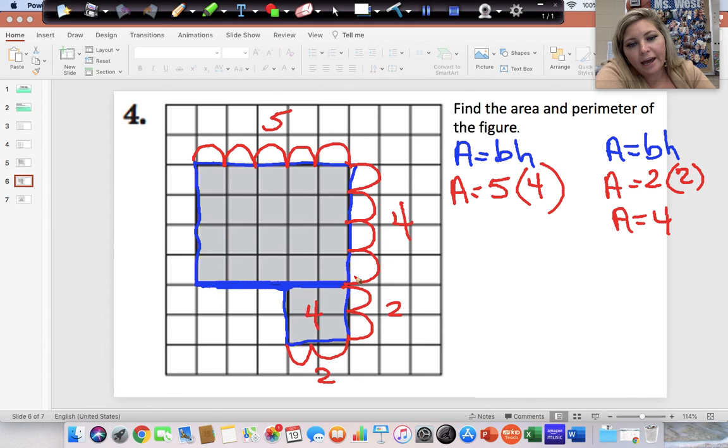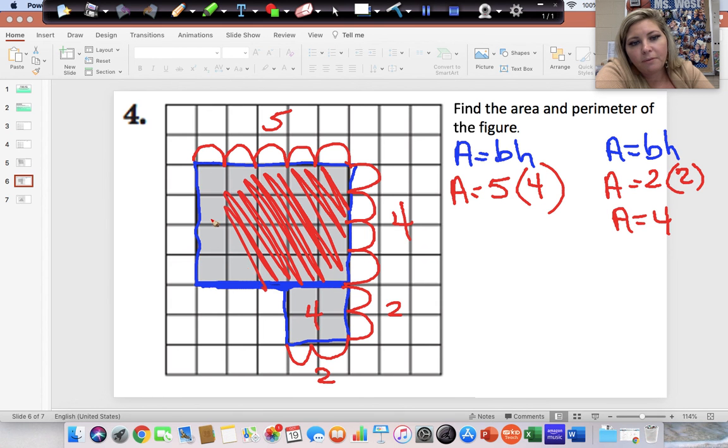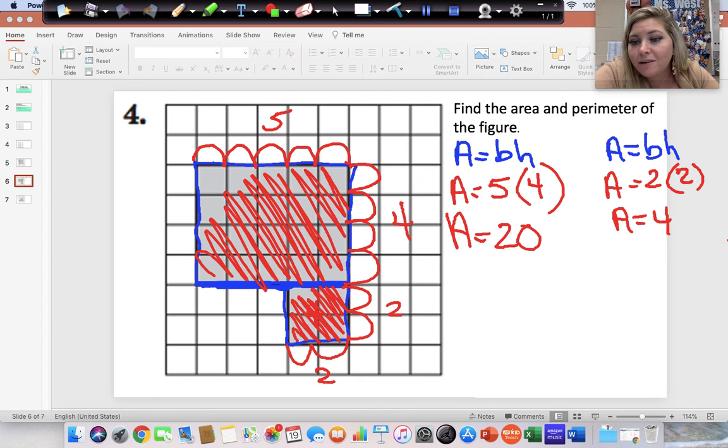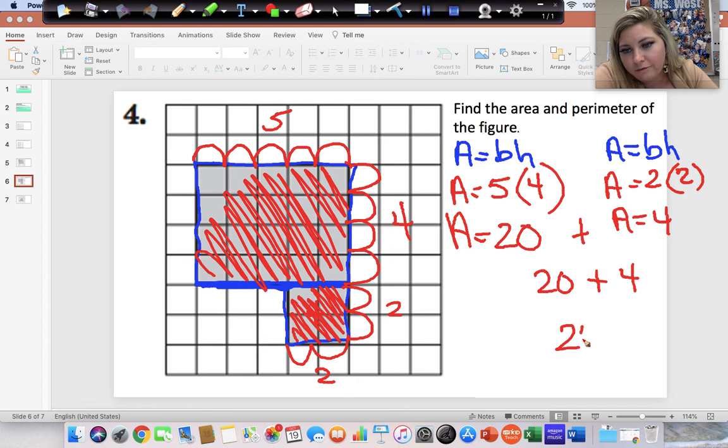And the reason we didn't count this entire side for the area is that we broke it down into smaller shapes. So we were finding just the area for this shape. That's the 5 times 4. And then we were finding just the area of this shape. That's the 2 times 2. So 5 times 4 gives me 20. And we already did the 2 times 2, which gives me 4. And then we're just adding those together. 20 plus 4 gives me 24 units squared.